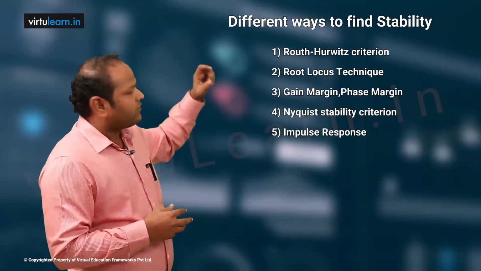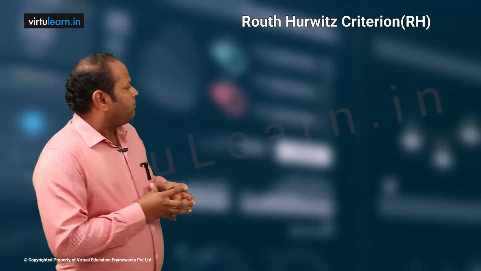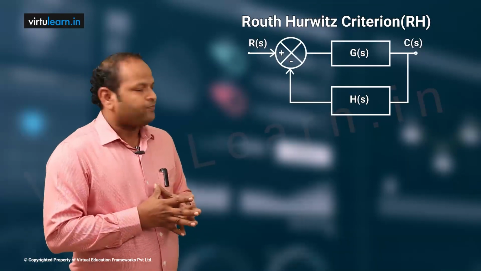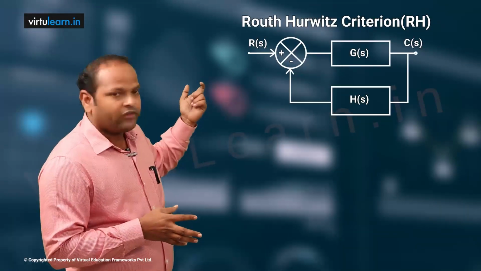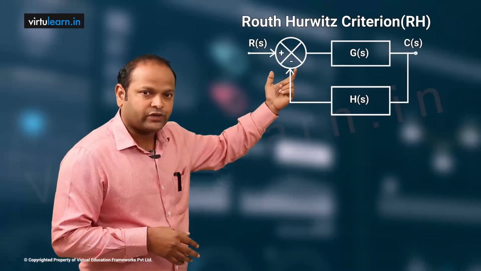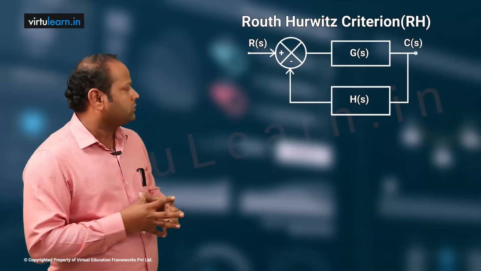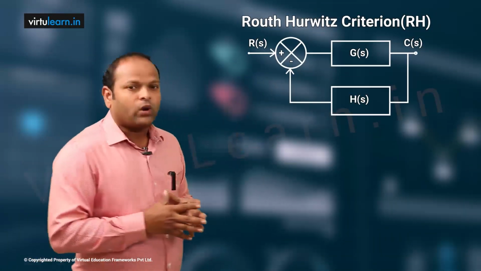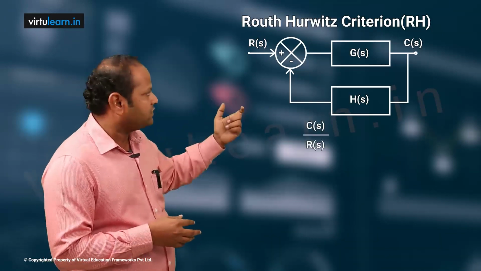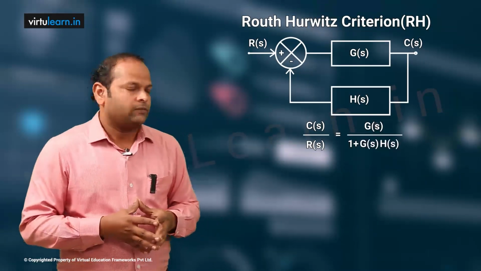Now let us look at the first one, the Routh-Hurwitz criterion. Before going to the Routh-Hurwitz criterion, let us take the closed loop block diagram. In this block diagram, we have the input, the summing point followed by the forward path transfer function G, and H is the feedback path transfer function, and C(s) is the output. Now let us write the closed loop transfer function. We can write very easily C(s)/R(s) = G(s)/(1 + G(s)H(s)).